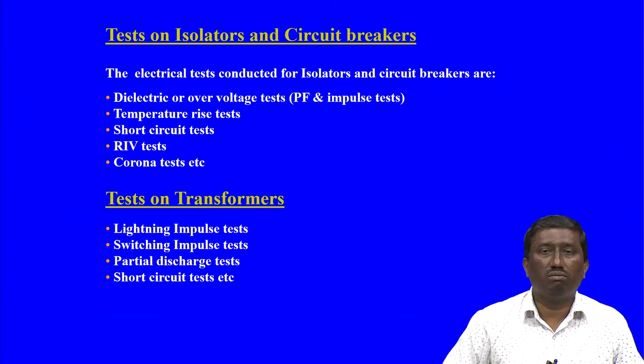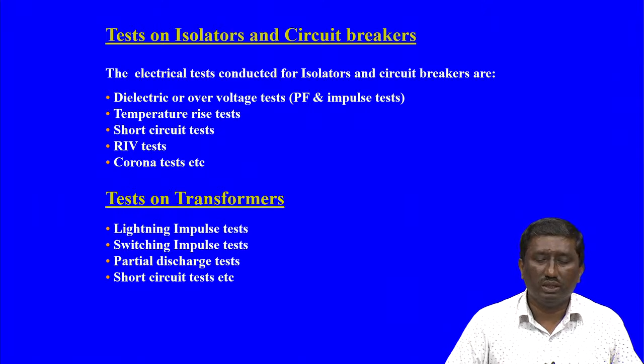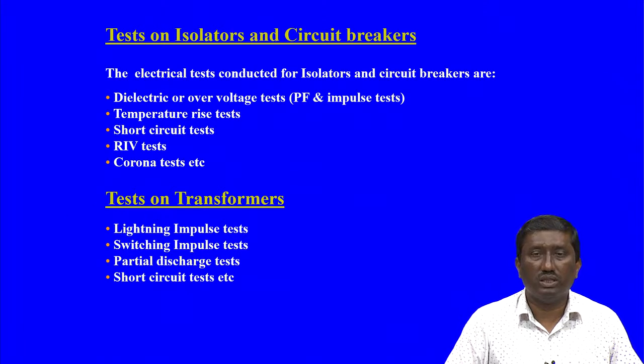So, what are the tests which are normally carried out on isolators and circuit breakers? The electrical tests conducted for isolators and circuit breakers are normally classified as dielectric or over voltage tests. Again, these dielectric or over voltage tests are power frequency and impulse tests. The temperature rise test, this is monitored by applying the suitable voltage where the circuit breaker or an isolator has to be in service, and the rise in temperature is monitored over a specified period.